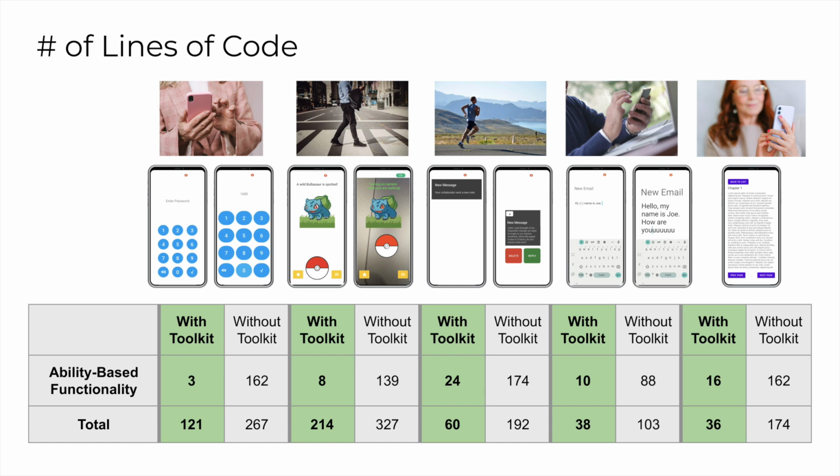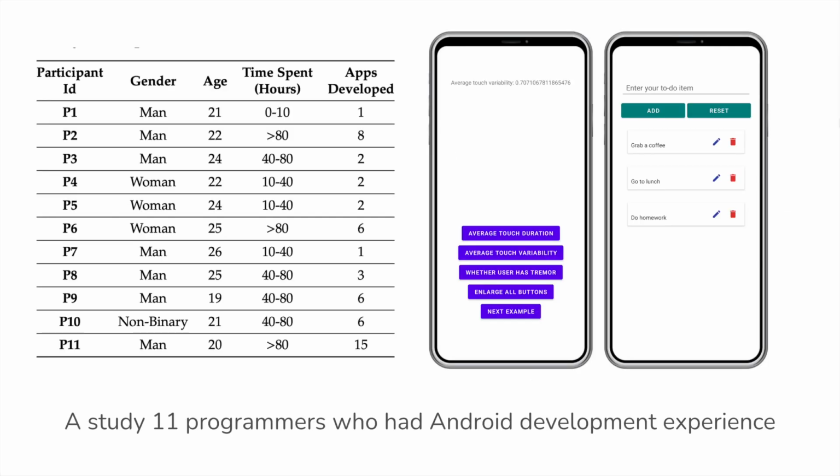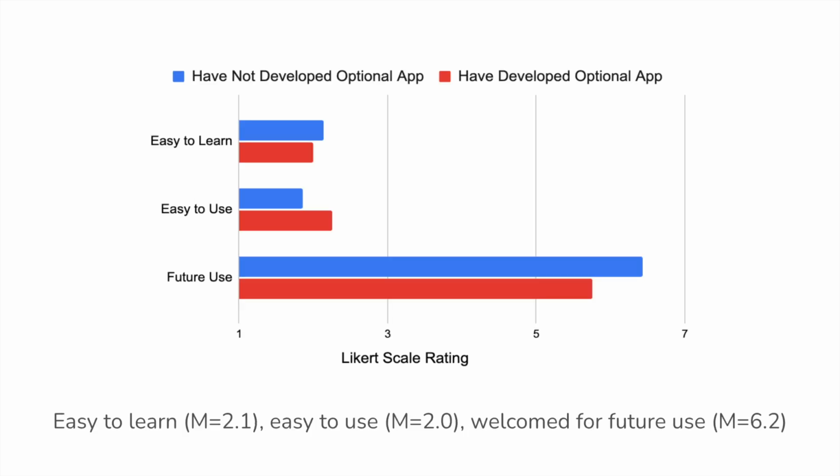We compared the lines of code required for each app with and without our toolkit and found that there is a substantial reduction. In addition to the example apps, we also ran a study with 11 programmers who had Android development experience. During the study, participants were all able to implement ability-based functionality of mobile apps within a short amount of time. Our study also shows that the toolkit is easy to learn, easy to use, welcome for future use, and applicable to a variety of end-user scenarios.